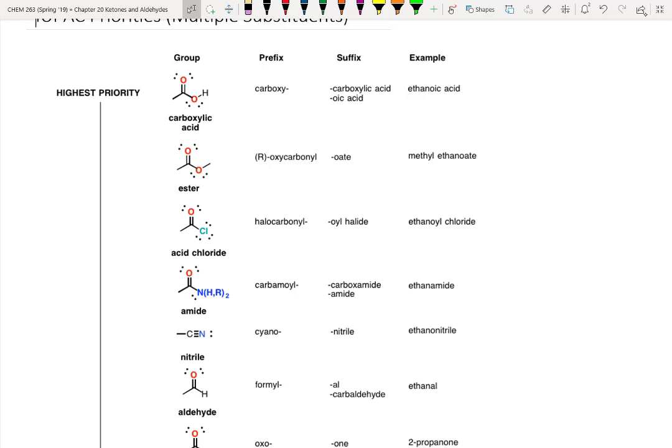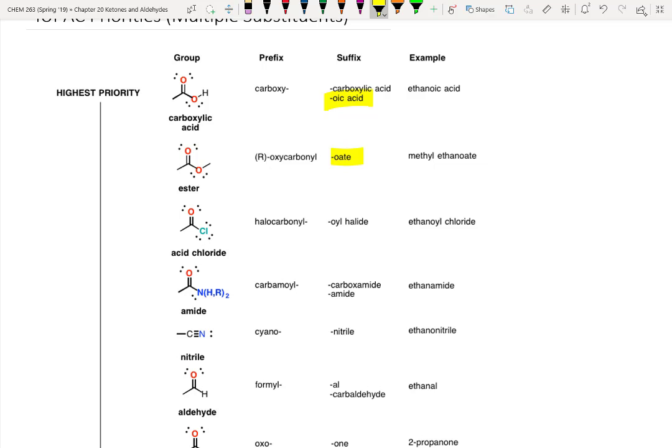So the most important is carboxylic acids. So they'll always take priority over any other sort of substituent. And the suffix, we'll go over this later, is always going to be oic acid. For esters, the suffix will be oate. And if you, let's say, have a combination where you've got a carboxylic acid in one portion of your molecule and an ester in another, then you would call it an oxycarbonyl group. So it can be a little bit weird that way.